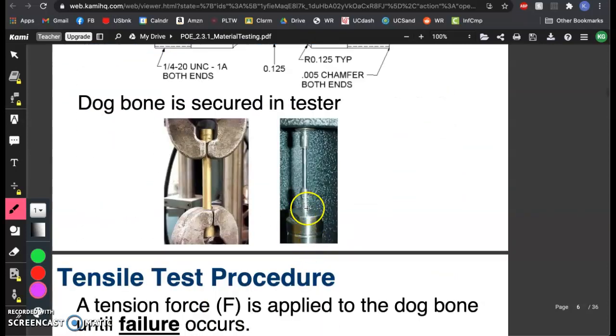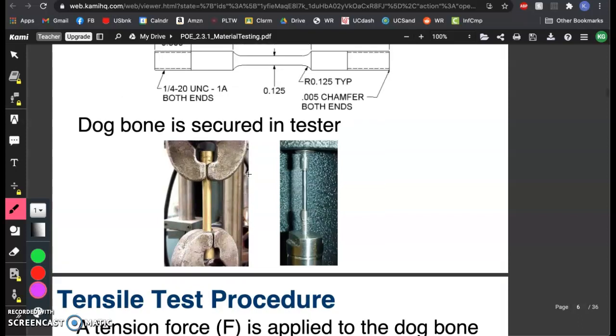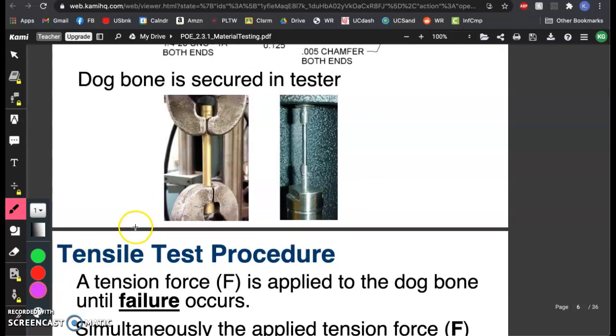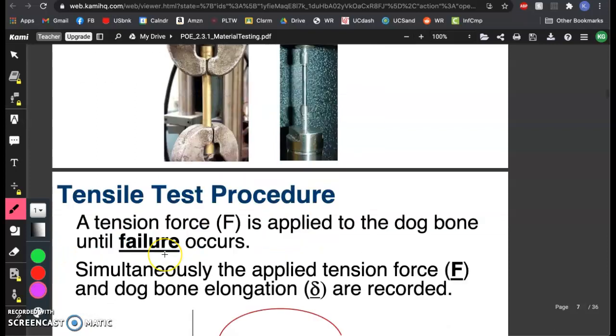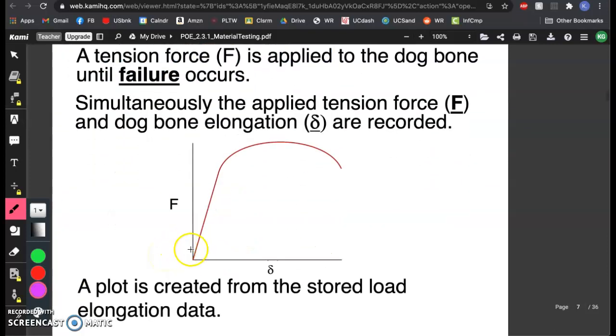So these are called dog bones, and they're a uniform shape that materials testers, materials scientists use to be able to test and compare objects, because you can test how much can I stretch this and it'll still bounce back to its original shape. How much can I stretch it before it breaks? And basically a tensile test is when you pull something until it breaks. So here's what it looks like.